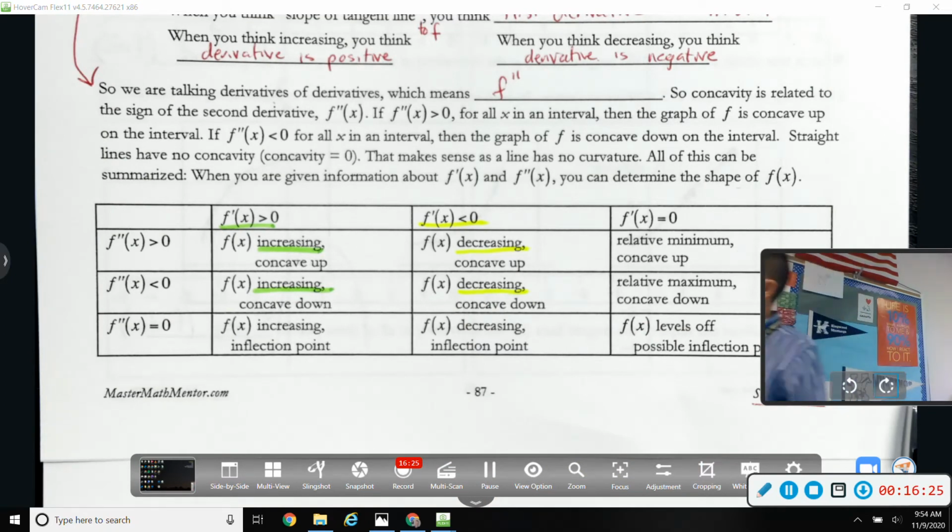If f prime is negative, that tells me f is decreasing. Okay, I'm going to go with 4 colors here, so if you want to color code yours, you may need to borrow some from a neighbor and say, help me out here. You can have my orange if I can have your green.